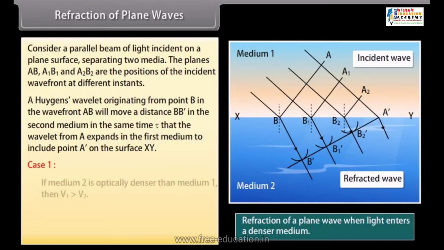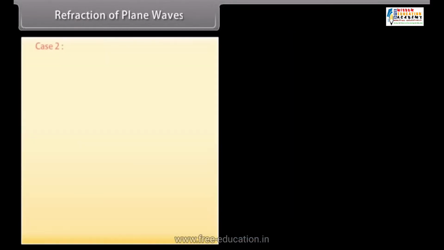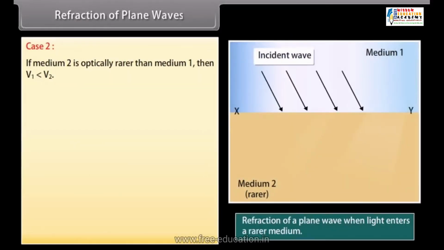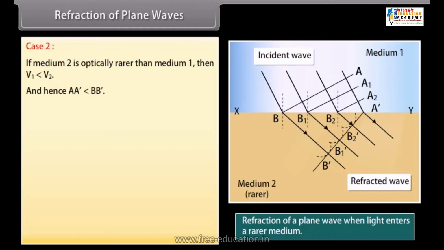Case 1. If medium 2 is optically denser than medium 1, then V1 is greater than V2 and hence the distance in medium 1 is greater than in medium 2. The ray is bent towards the normal. Case 2. If medium 2 is optically rarer than medium 1, then V1 is less than V2 and hence the distance in medium 1 is less than in medium 2. The ray is bent away from the normal.